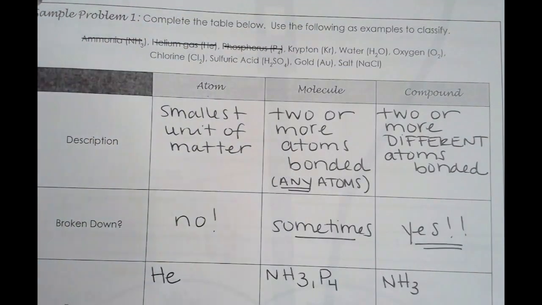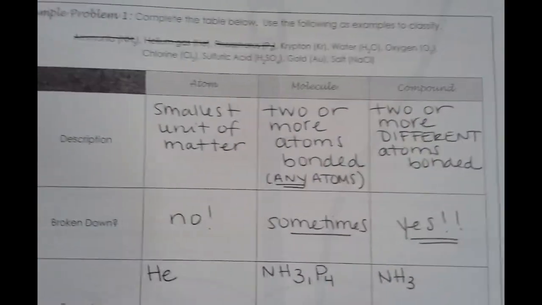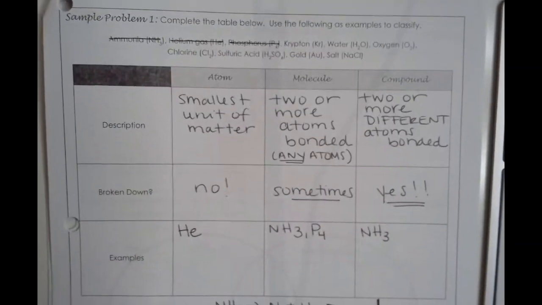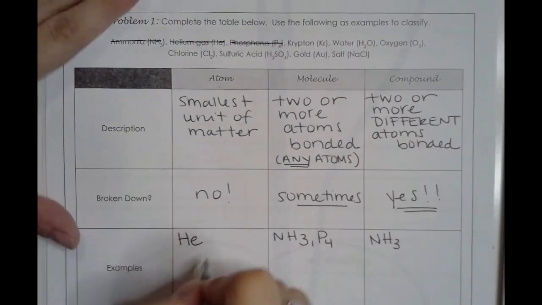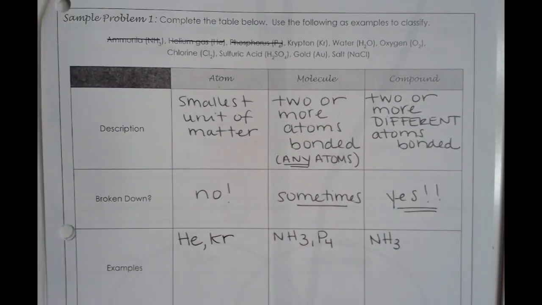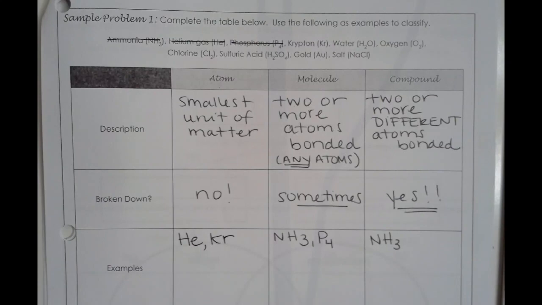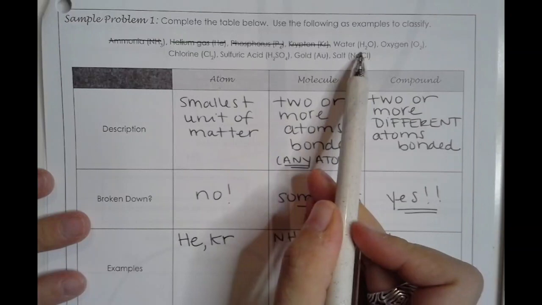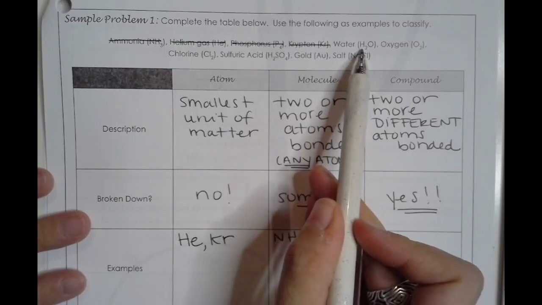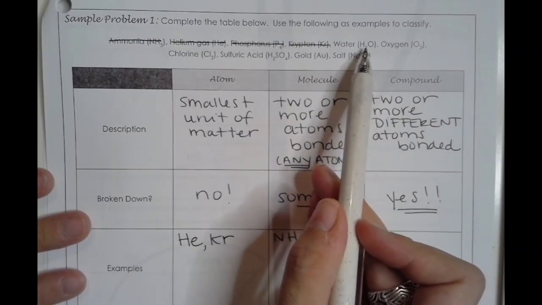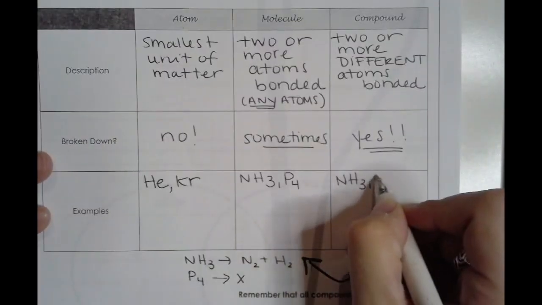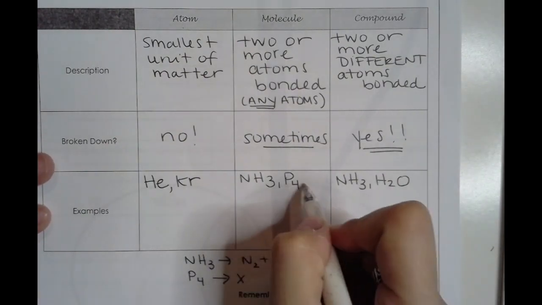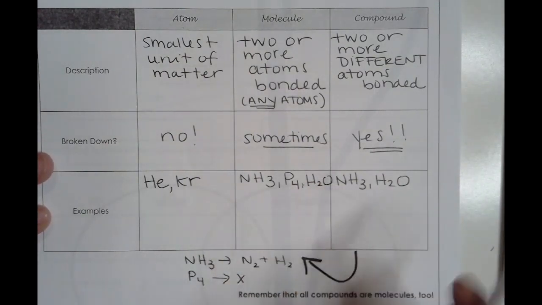Let's look at krypton. So krypton is just one type of element on the periodic table, not bonded to anything else. Therefore, krypton must be an atom, and there's just one atom that makes that up. Water. Water is comprised of hydrogen atoms bonded to oxygen atoms. Therefore, water is a compound. Is water also a molecule? Yes, it is. And that's because it's got 2 atoms that are bonded.